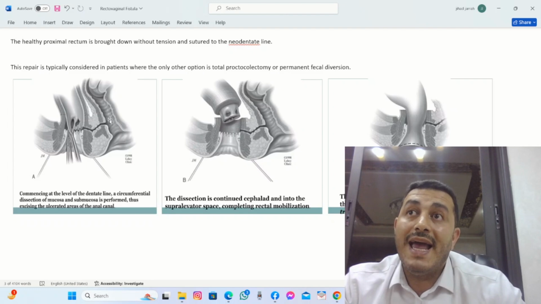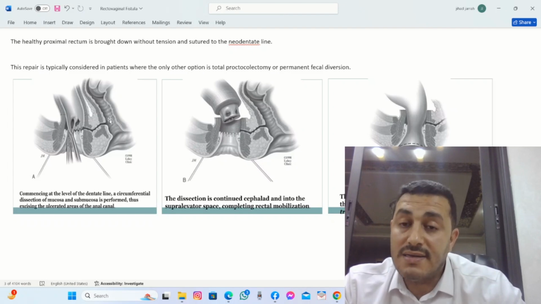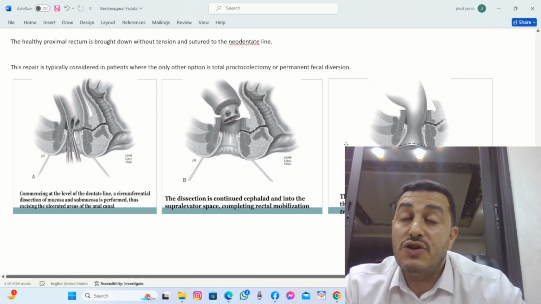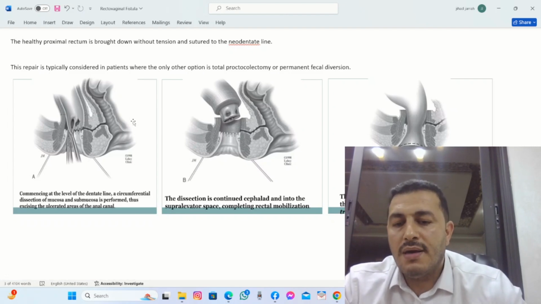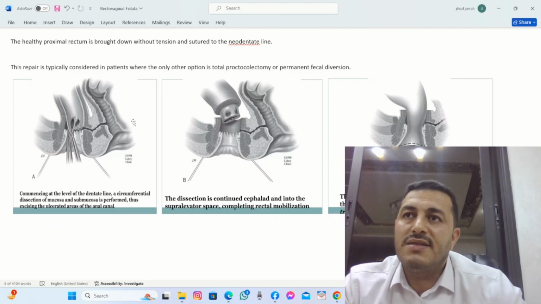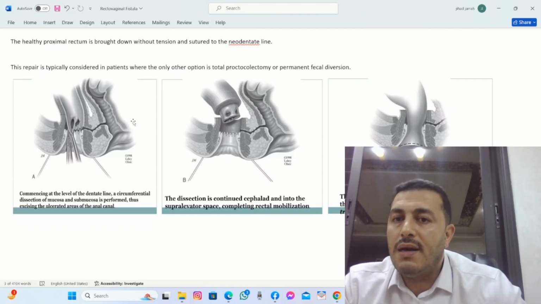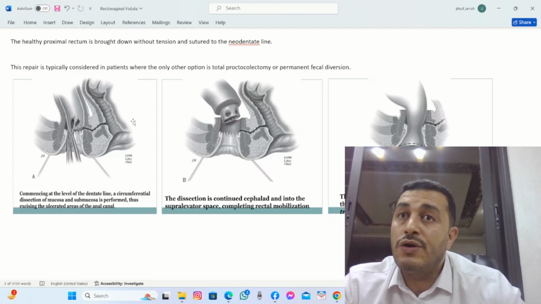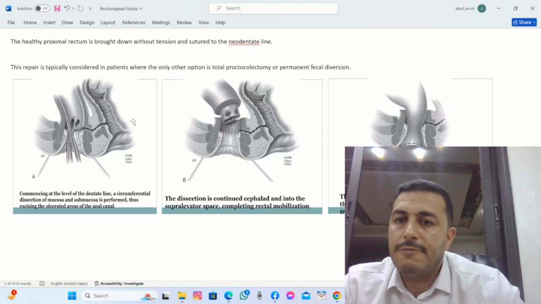And again, this is a radical surgery. We think of this surgery only if all other surgeries failed, only if my next step is to do proctectomy, or a permanent fecal diversion. So it's a step before permanent fecal diversion. It's a step before proctectomy.